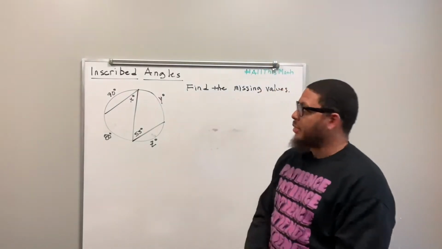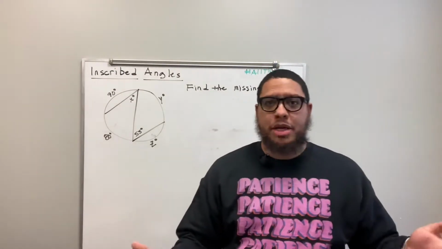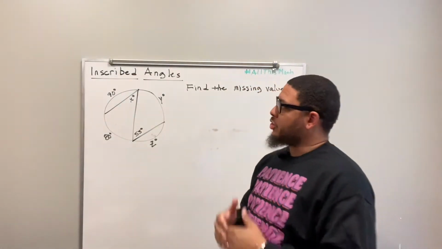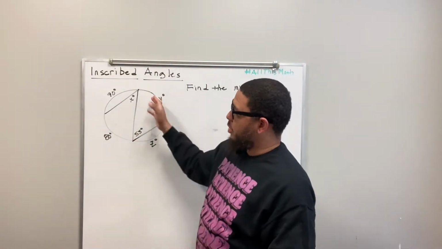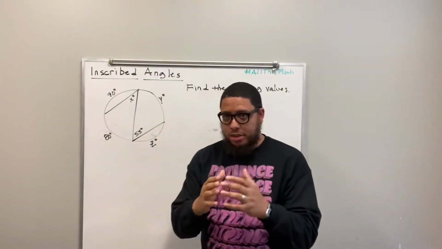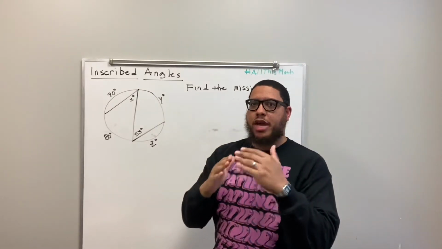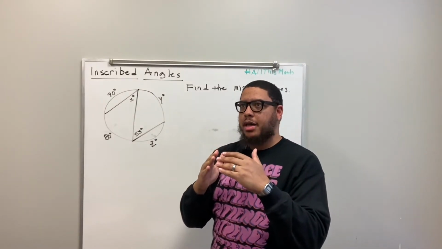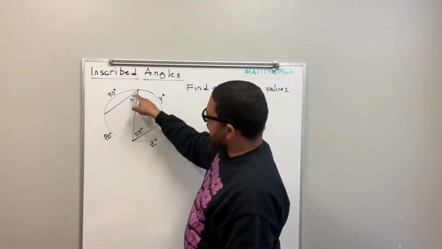All right, now, inscribed angles. First off, what is an inscribed angle? An inscribed angle is an angle inside of a circle, right? So here we got a circle. An inscribed angle is an angle that has a vertex on the circle. The vertex of an angle is the point where the two rays come together, like this angle right here.